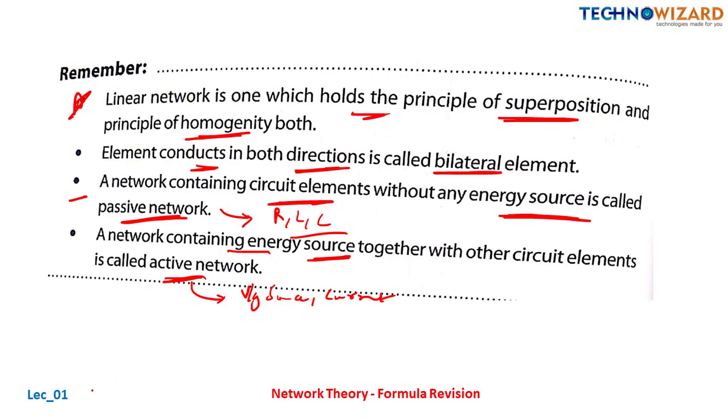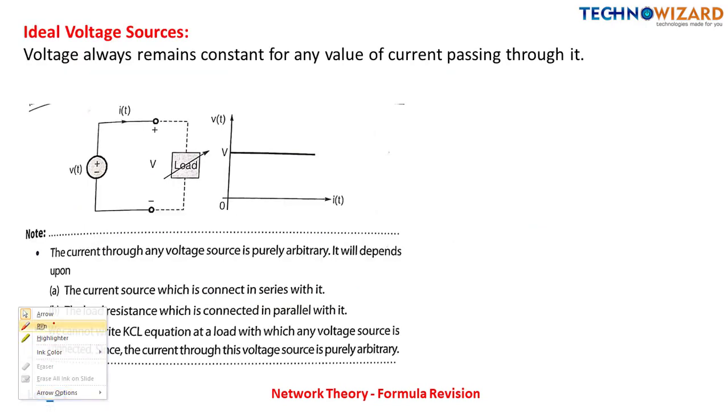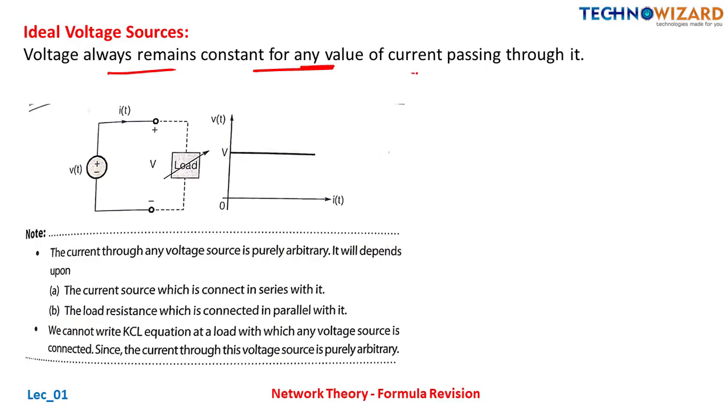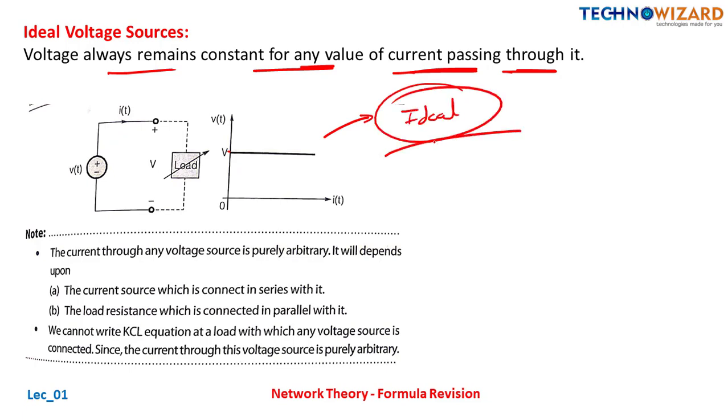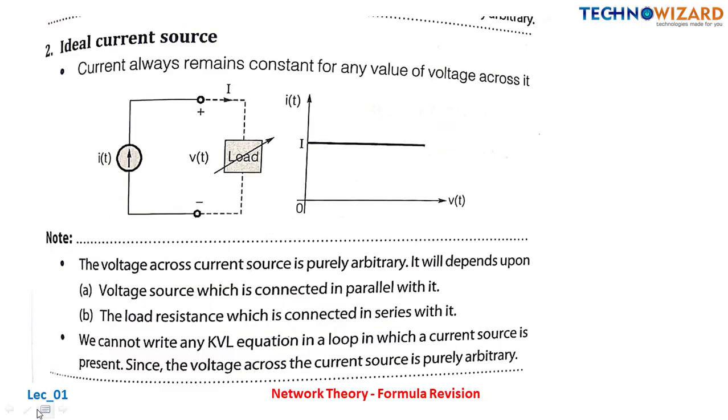Remember. Okay, so next one is our ideal voltage source. Voltage always remains constant for any value of current passing through it. No matter how much current is passing through the load, the voltage will remain constant for an ideal voltage source. Remember, the current through any voltage source is purely arbitrary. It will depend upon the current source which is connected in series with it, and the load resistance which is connected in parallel with it. Remember, we cannot write a KCL equation here.